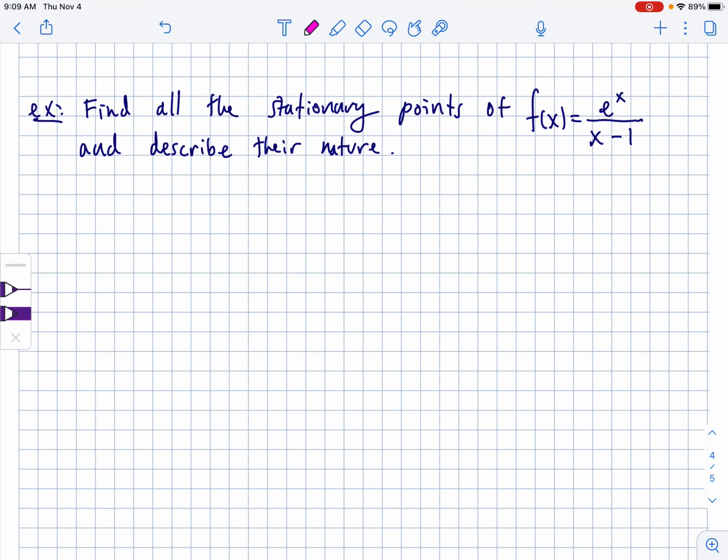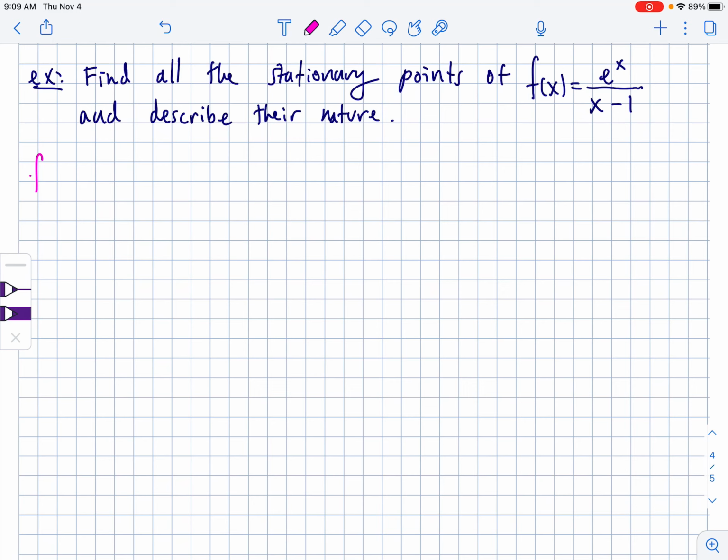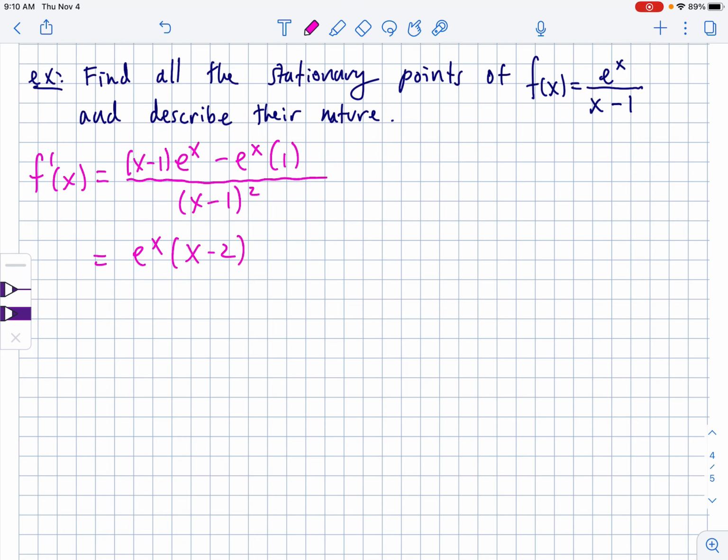Find all the stationary points of that. This is going to be a photo finish, you guys. Stationary points are when the derivative is equal to 0. So let's do quotient rule. Low d high minus high d low over low squared. So low d high minus high d low all over low squared. I'm going to factor an e to the x out of that, and we'll get x minus 1 minus 1, so that's x minus 2.